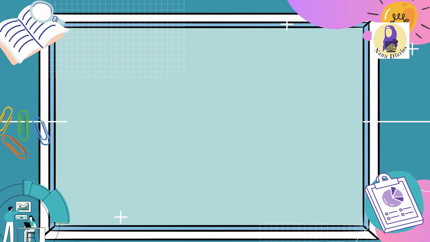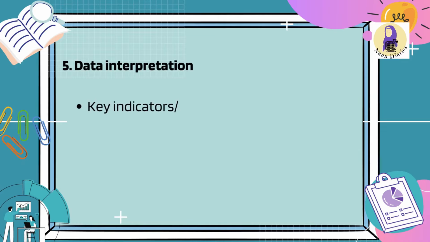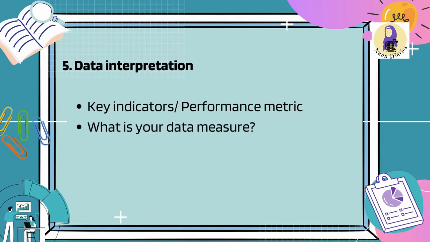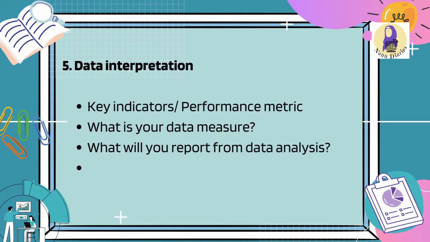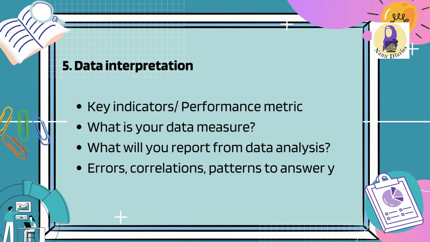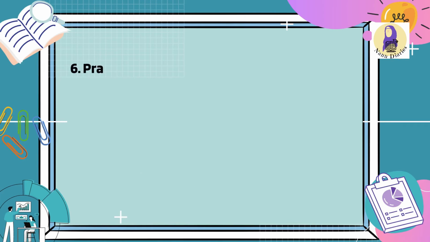After that, when you do comparison, what kind of key indicator or performance metrics will you use? Will you compare the average between them? Will you compare the percentage? No, in wireless communication, we compare the data rate. Will you use error, correlation, and what kind of pattern to answer your research question? So you should always go back to your research question.